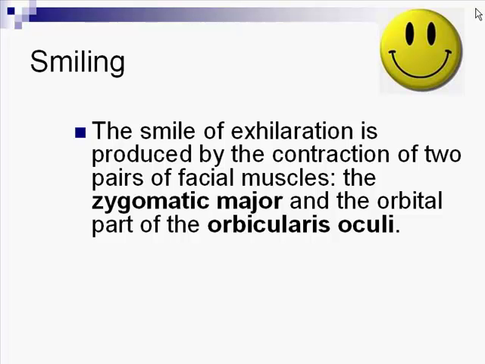So you can't have a true smile without contraction of the zygomaticus major as well as the orbital part of the orbicularis oculi. A true smile, look in the mirror. It also affects the muscles around the eye.